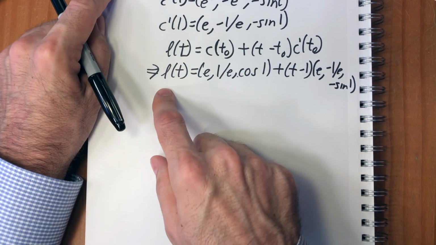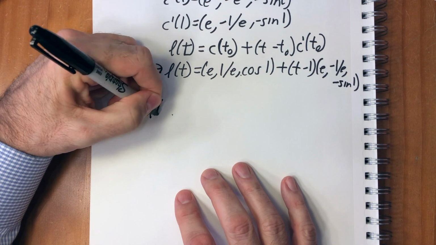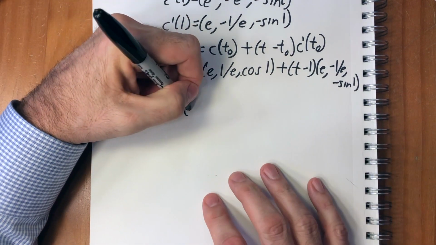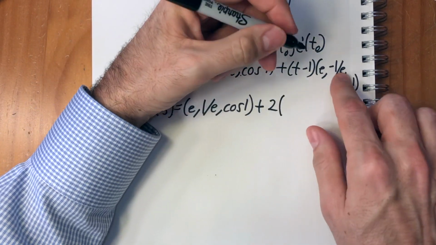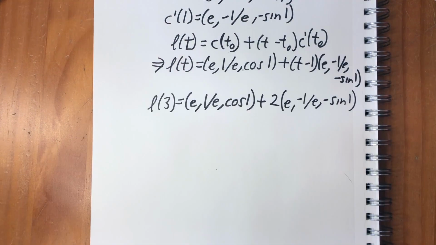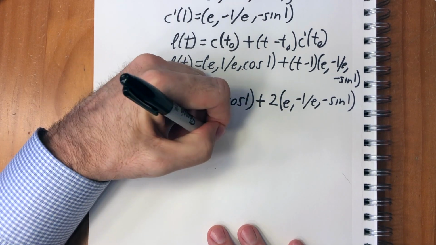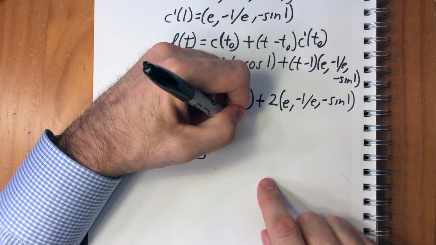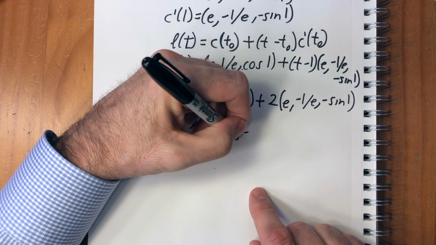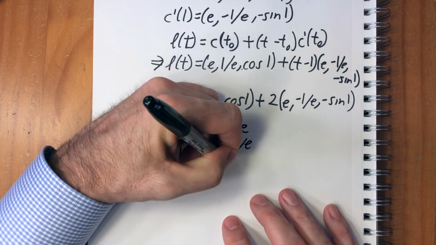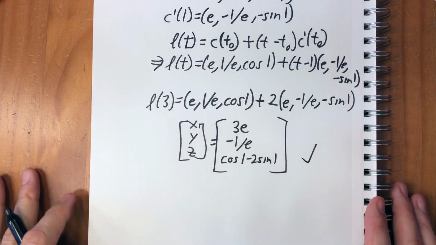So now we want to see where that particle is along that line at t equals 3. So we just plug in 3 here. So L of 3 equals, there's no variable there, so it's e, 1 over e, cosine 1, plus, and then 3 minus 1 is 2, and then again, just the tangent vector. That's the answer. If we wanted to write it in component form, we could have x, y, z. So this is e plus 2e is 3e. This is 1 over e minus 2 over e is minus 1 over e. And cosine of 1 minus 2 sine of 1. That's the answer. Okay, well, there you go.